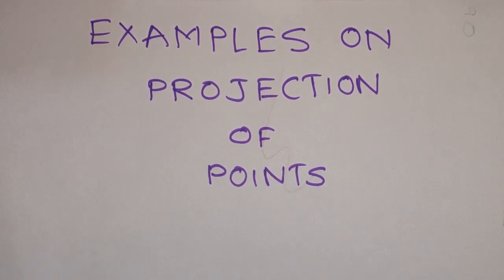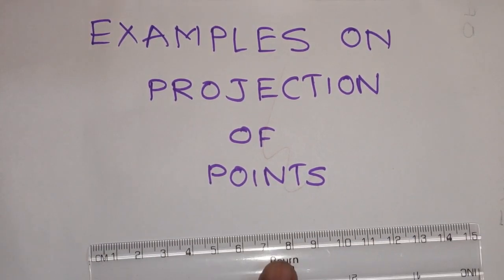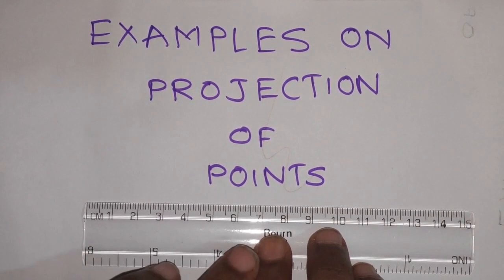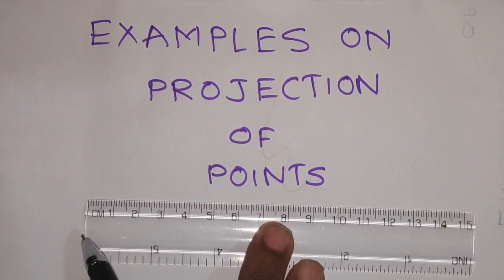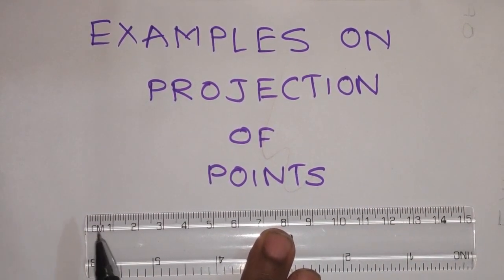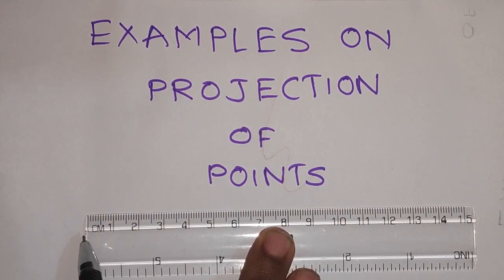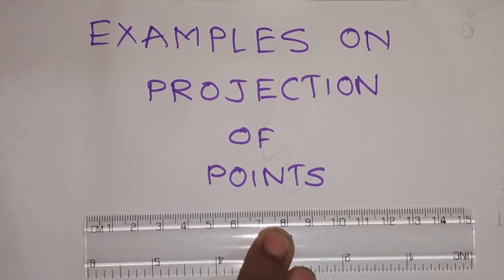Moving on to lecture number 6, examples on projection of points. To solve these examples, we make use of a few drawing instruments. The first drawing instrument which we will be making use of is a scale. This scale will have the numbers from 0 to 15, indicating the measurement from 0 mm to 150 mm. Using this scale we will be drawing the line of the required measurements. The line here indicates the projection line.